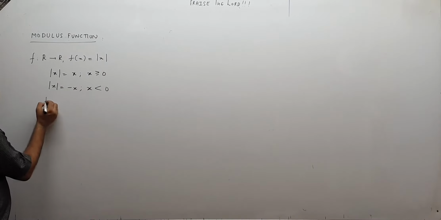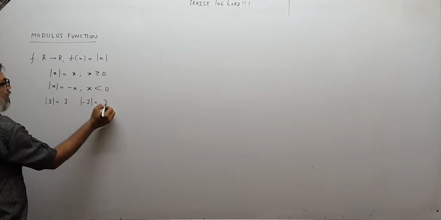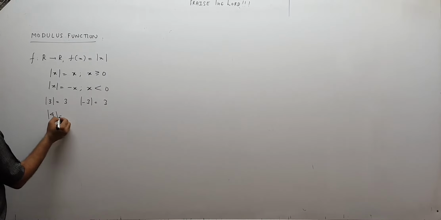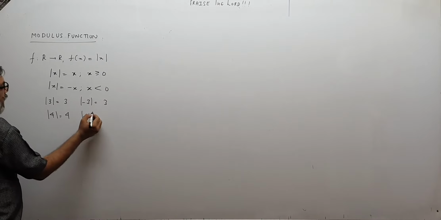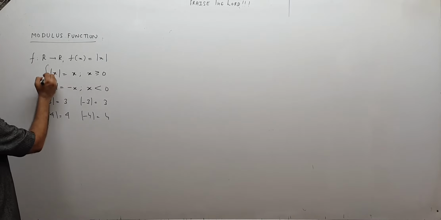So you already know, children, what is modulus of 3? 3. What is modulus of minus 3? 3. You must have done this in your lower classes. Mod of 4 will be 4 and mod of minus 4 will be 4. Like this you have to think. So this is the definition.